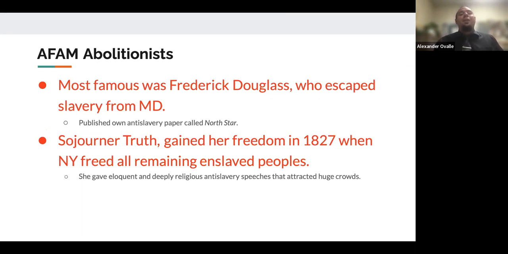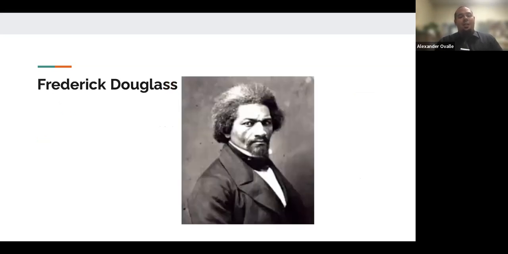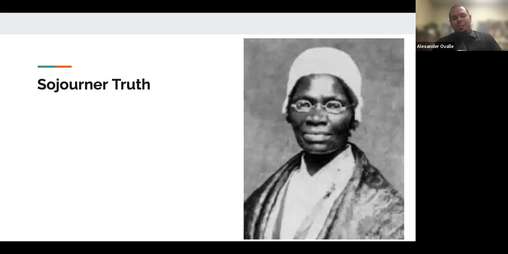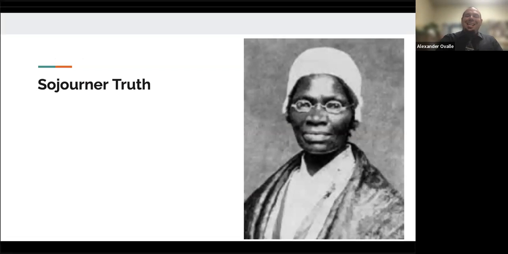African-American abolitionist. The most famous African-American abolitionist is Frederick Douglass, who escaped slavery from Maryland. Most famous, Frederick Douglass. Might be a test question. He will publish his own anti-slavery paper called The North Star. And Sojourner Truth gained her freedom in 1827 when New York freed all remaining enslaved peoples. And she gave eloquent and deeply religious anti-slavery speeches that attracted huge crowds. There's Frederick Douglass, Sojourner Truth, and that is it.